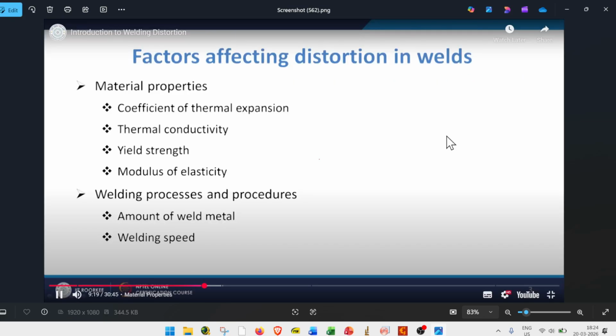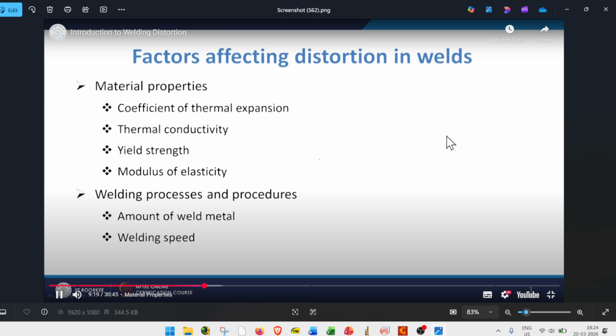Okay, the factors affecting distortion in welding are mainly different properties, such as metal properties like the thermal coefficient of expansion. Suppose you take two materials, one iron and one aluminum. Aluminum has a higher thermal coefficient of expansion, so that means we can observe more deflection. But in the case of iron, compared to aluminum, it will be a bit less.